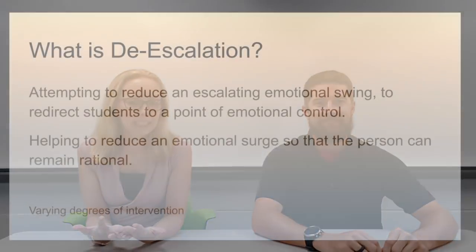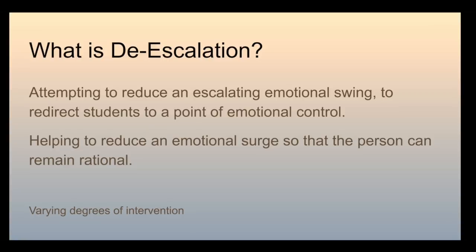So let's dive into this and answer the question of what is de-escalation? We're going to say that term a lot during this, so I think it would be good to talk about what we mean when we say that phrase. When we say de-escalation, we're talking about attempting to reduce an escalating emotional swing and then redirecting students to a point of emotional control. Or we might think about it as helping to reduce an emotional swing so that person can remain rational. Rational is another word that you will probably hear throughout this presentation.